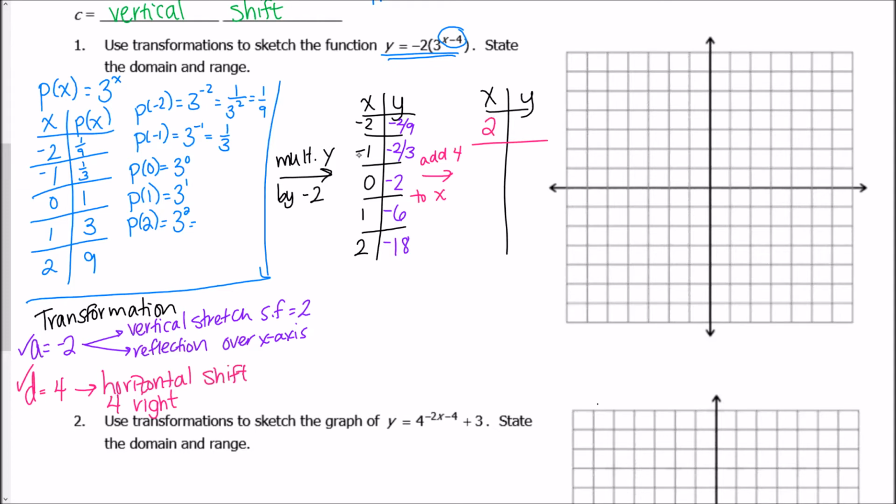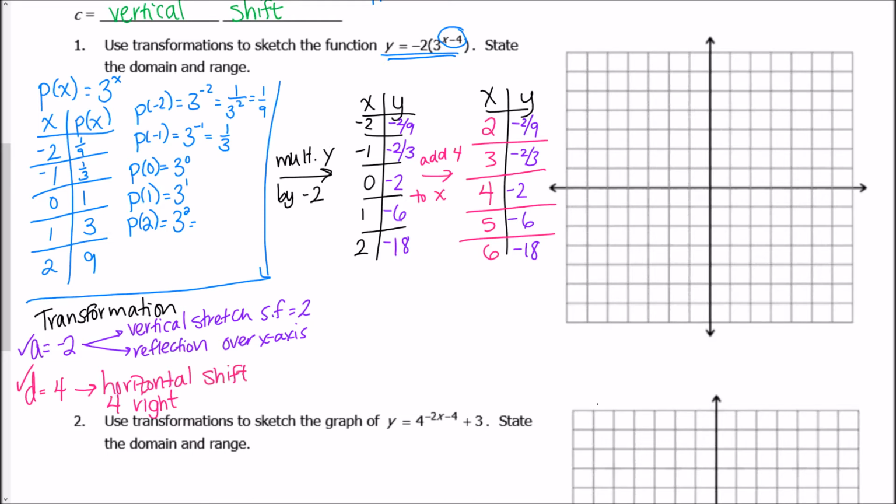When I add 4 to -1, I get 3. When I add 4 to 0, I get 4. When I add 4 to 1, I get 5. And when I add 4 to 2, I get 6. And then I'm not shifting up or down at all, so my y values will stay the same. So I still have -2/9, -2/3, -2, -6, and -18.